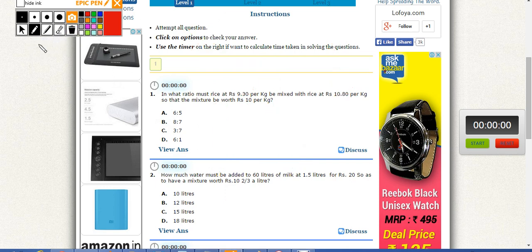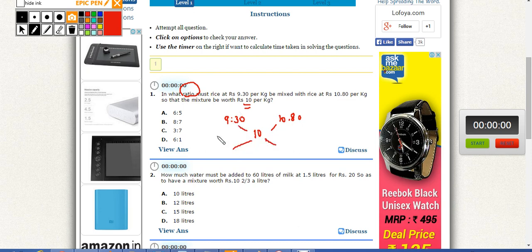Let me delete everything and let's try to do this particular problem. In what ratio must rice at 9.30 per kg be mixed? Here they are asking for the ratio. In what ratio should we mix these things to get, this is 9.30 rupees and this is 10.80 rupees, so that the mixture is worth 10 rupees. This is the mean price.